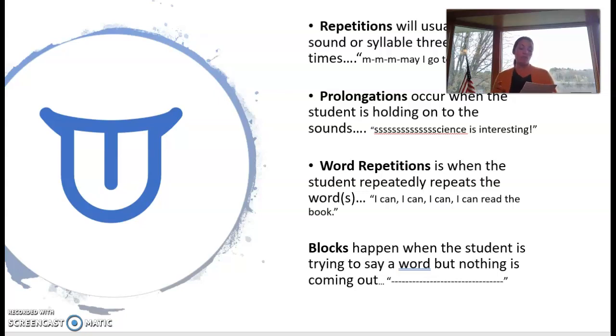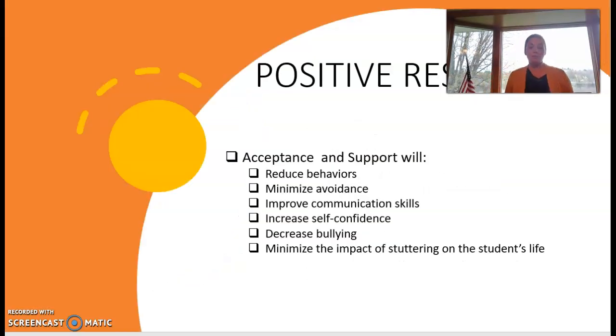Professor Williams states, one area in which a teacher can play an important part is identification. Every student who they suspect of dysfluency should be referred to a speech pathologist. It is also important for teachers to realize that their positive or negative responses may indeed have positive or negative outcomes for the dysfluent student. A teacher's efforts to provide positive responses to a fluency disorder can help reduce secondary behaviors, minimize avoidance, help improve that student's communication skills, help increase student self-confidence, decrease the bullying effect, and also minimize the impact of stuttering on that student's life.